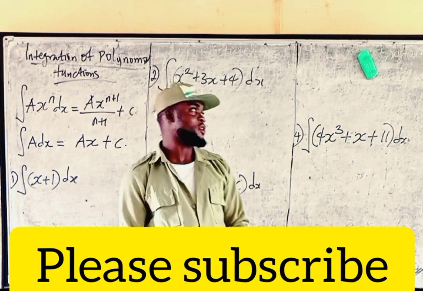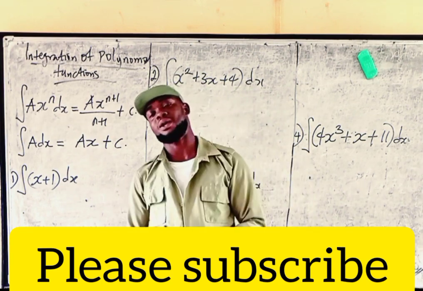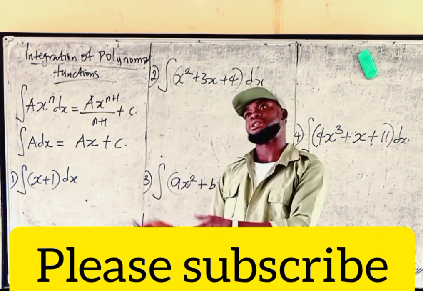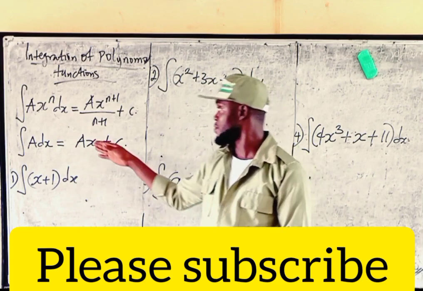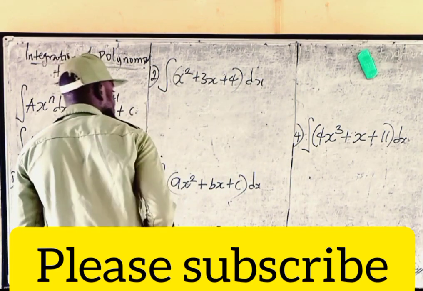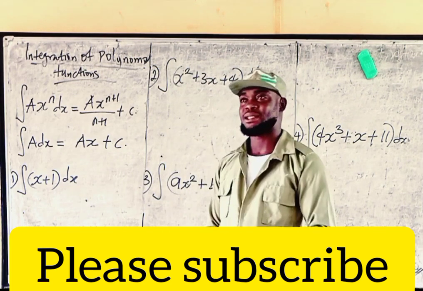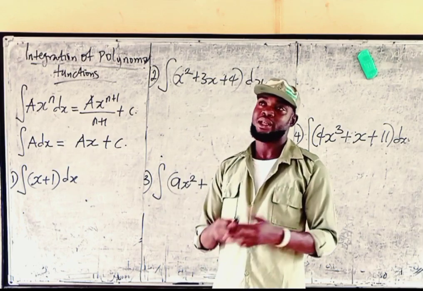It means it's a function whose variables are carrying constant powers, which can be 0, 1 to infinity or 0 to minus infinity. Those are polynomial functions. Examples are questions 1 to 4 you're seeing here. They are exact polynomial functions. So how do we integrate these?